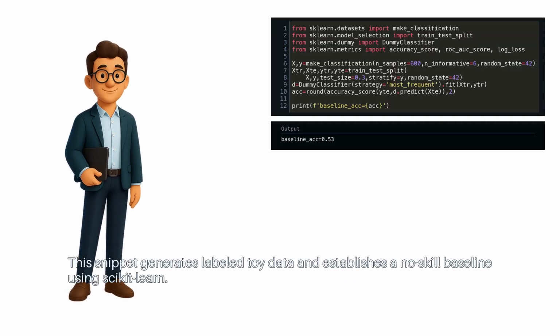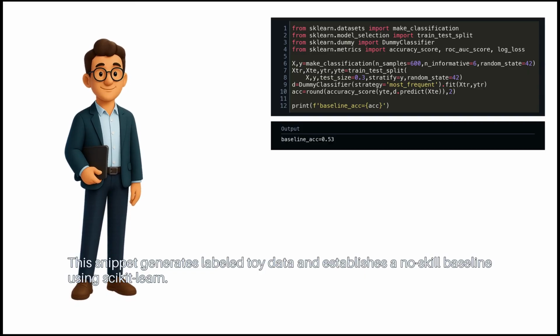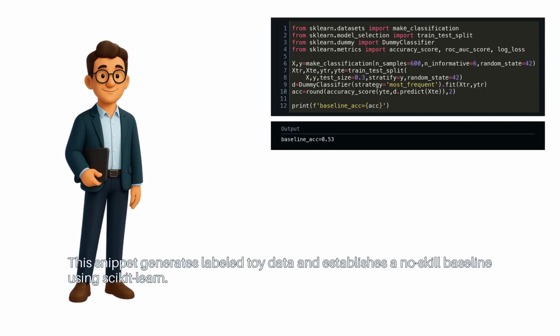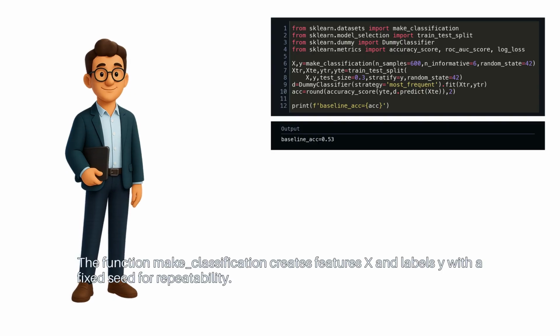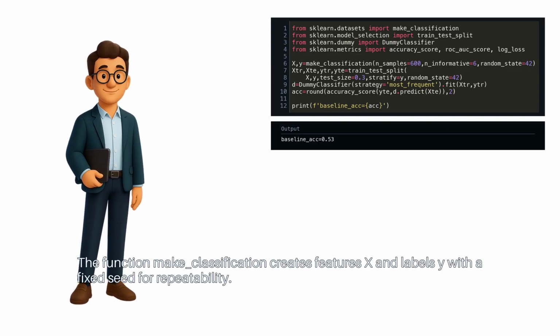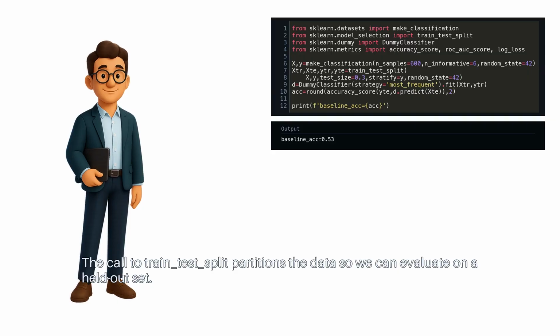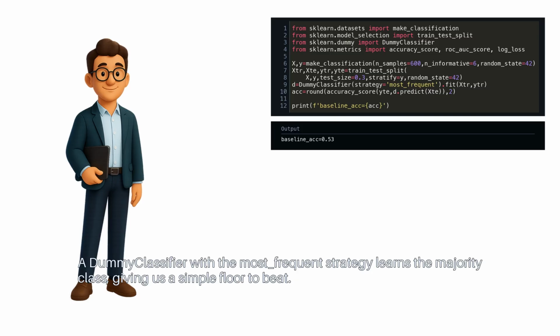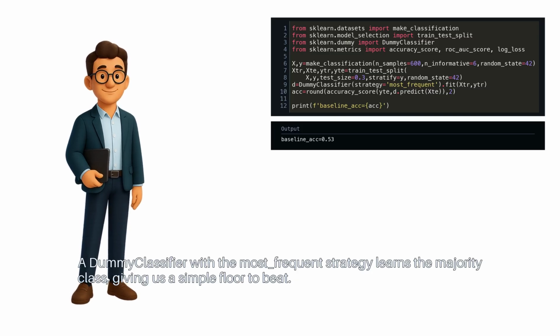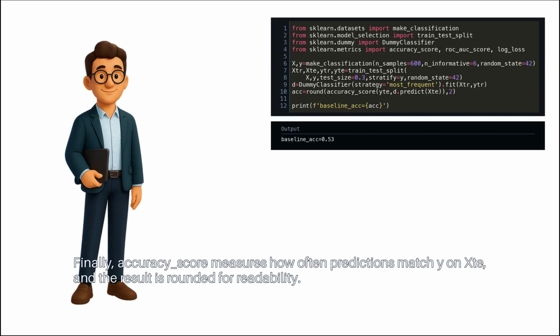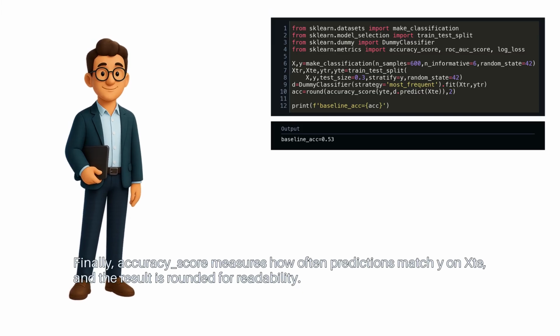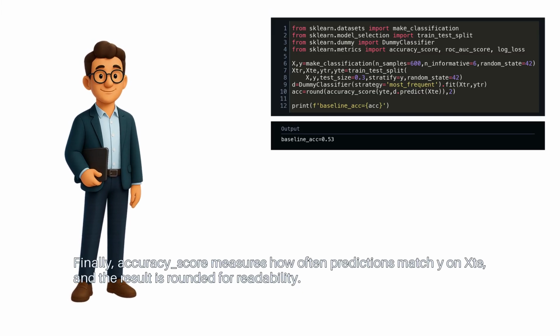This snippet generates labeled toy data and establishes a no-skill baseline using scikit-learn. The function make_classification creates features X and labels y with a fixed seed for repeatability. The call to train_test_split partitions the data so we can evaluate on a held-out set. A dummy classifier with the most frequent strategy learns the majority class, giving us a simple floor to beat. Finally, accuracy_score measures how often predictions match y on X_test, and the result is rounded for readability.